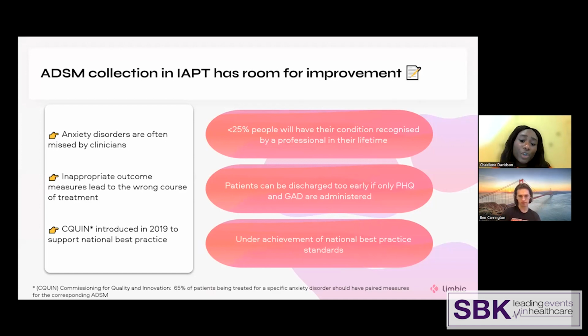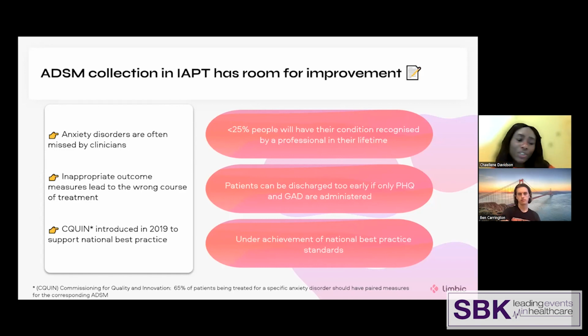First of all, research has shown that mental health practitioners are relatively good at detecting depression, but often miss the complexity involved in anxiety disorders. The IAPT manual details the importance of a clinician ensuring that the appropriate outcome measure has been selected during the assessment process. In light of this, patients being treated for a specific anxiety disorder should have paired scores, with the first one being conducted at the start of treatment. And the statistic there says that less than 25% of people will have their condition recognised by a professional in their lifetime if they suffer with anxiety.